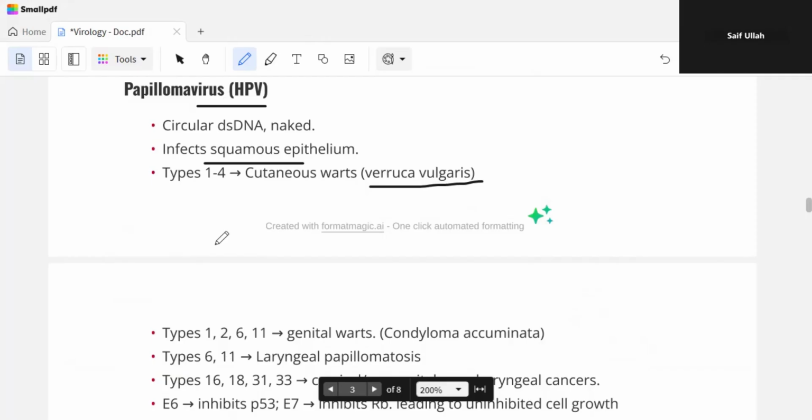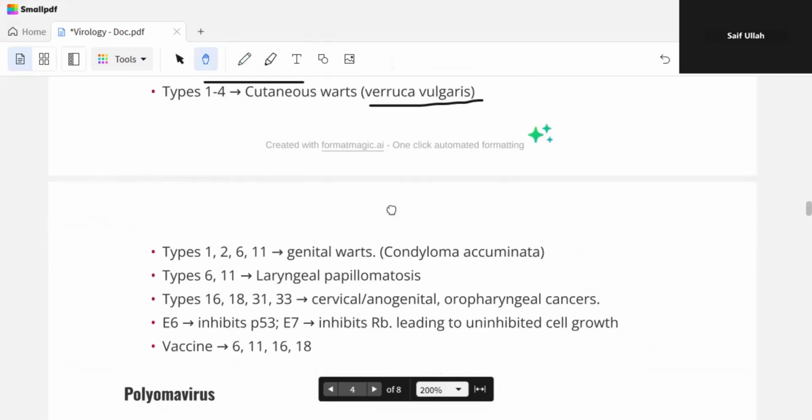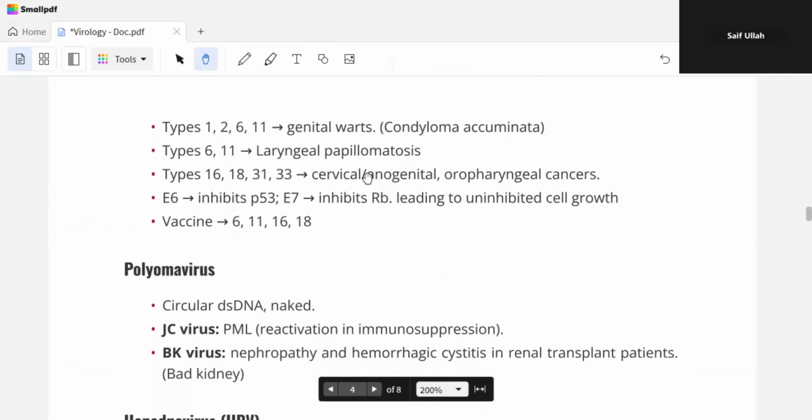So these are the smaller numbers. You need to remember that the smaller the numbers, the smaller the problem. For types 1 through 4 and then 6 to 11, these types are going to cause rashes or warts that are not that big of a problem compared to cancers. For the bigger numbers like 16, 18, 31, and 33, they are going to cause cancer in cervical, oropharyngeal, and anogenital areas.